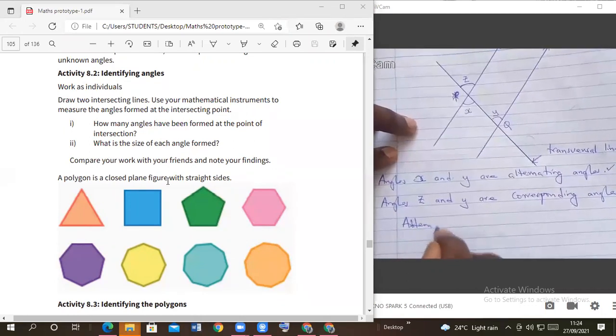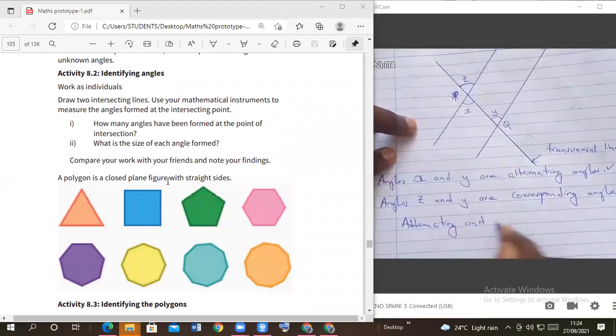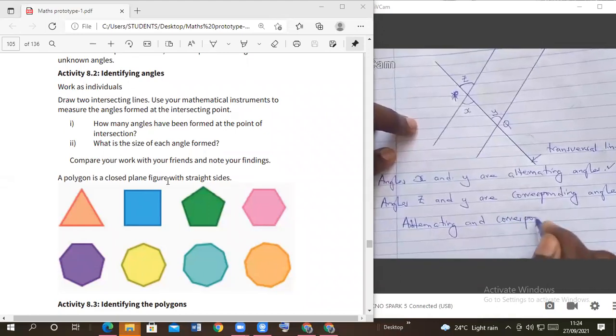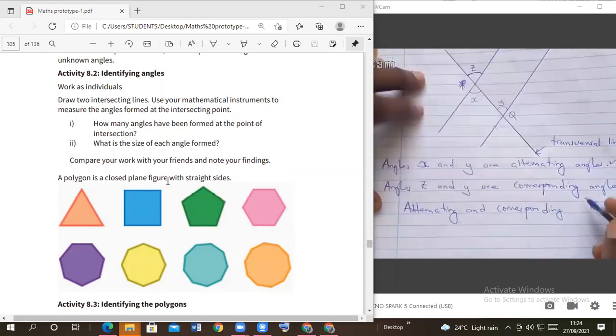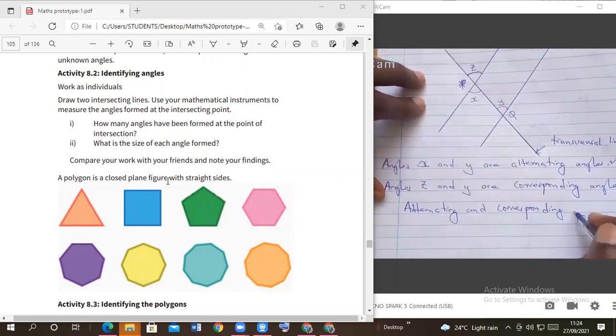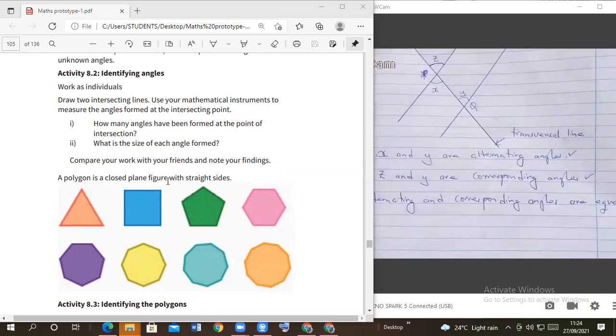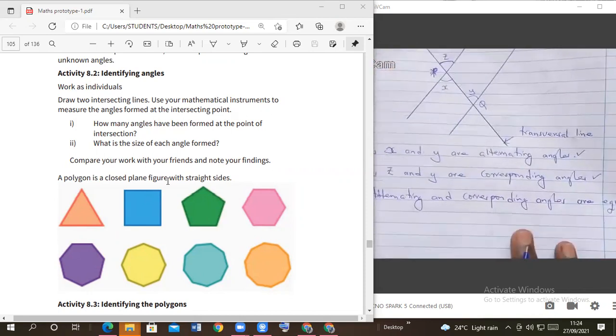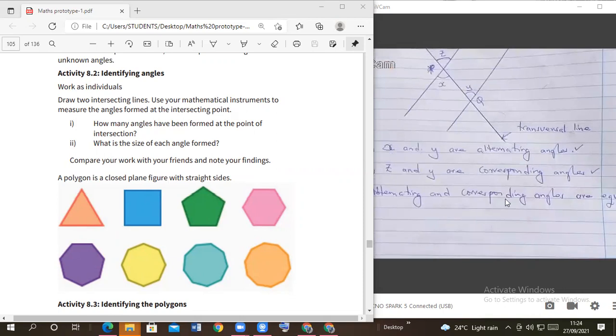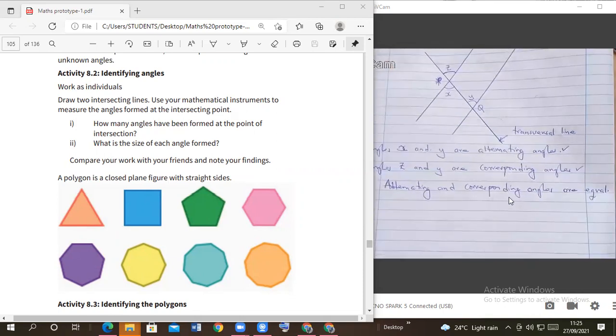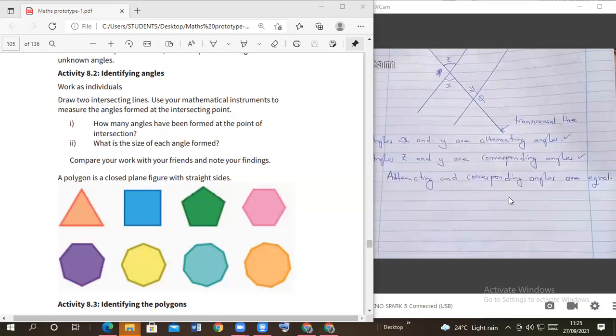Alternating and corresponding angles are what? Are equal. Alternating and corresponding angles are equal. Are we together, members? Yes.